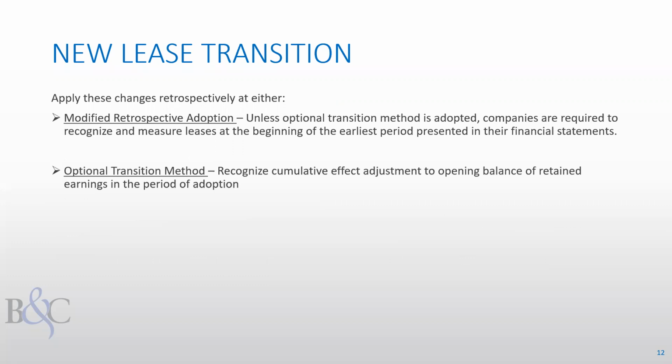Now, when it comes to the transition of this new standard, there are 2 different approaches that you can take. So you want to make sure you make these decisions early so you know the effect on the balance sheet. The first approach, if the optional transition method is not adopted, companies are required to recognize and measure the leases at the beginning of the earliest period presented in their financial statements. This is called the modified retrospective adoption. So for example, if you are a December 31st year end, this would be an adoption date of January 1st, 2021, if you have comparative statements.